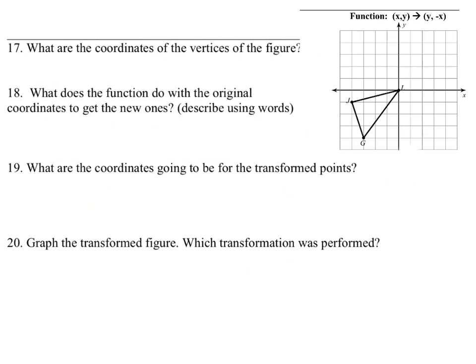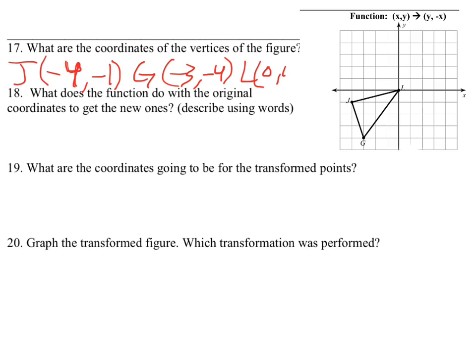And there's that section. And on to our last one, where the coordinates J is currently at negative 4, negative 1. And G is at negative 3, negative 4. And it's looking like that last one there is L. L is at 0, 0. That'll make it pretty easy.